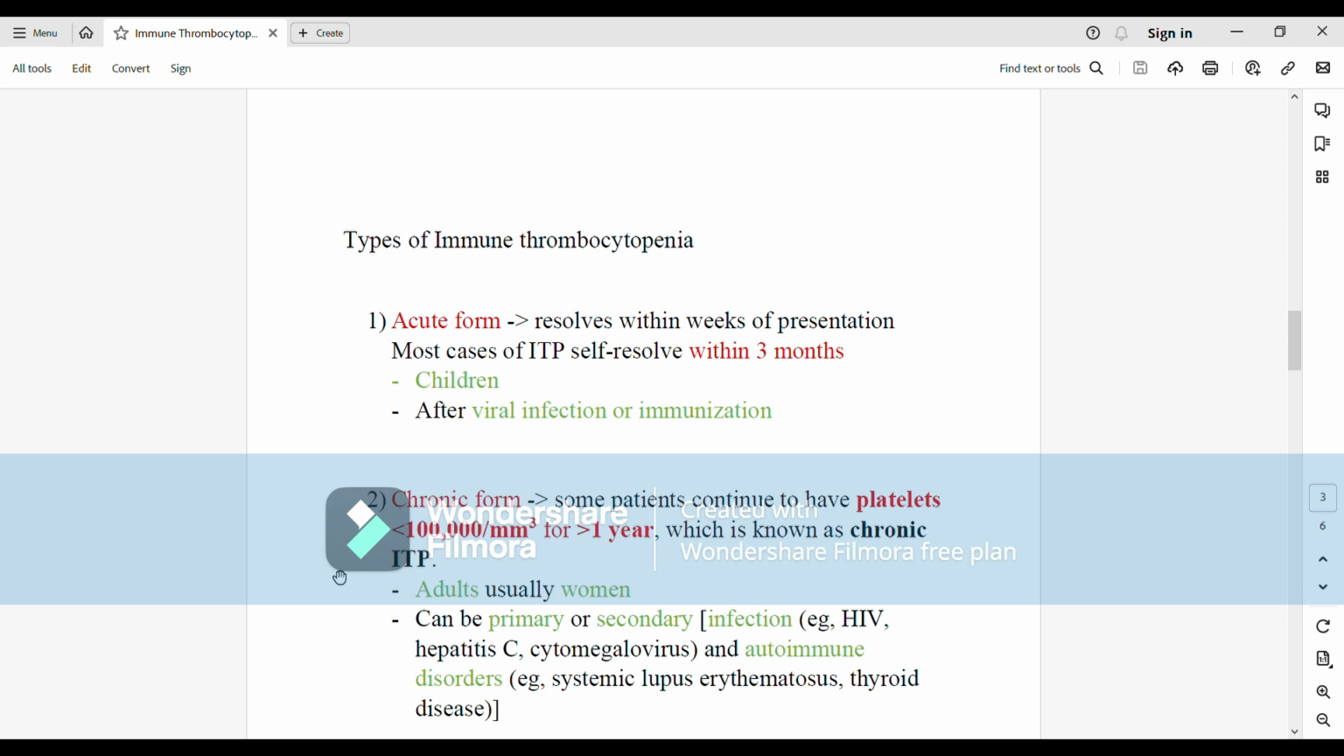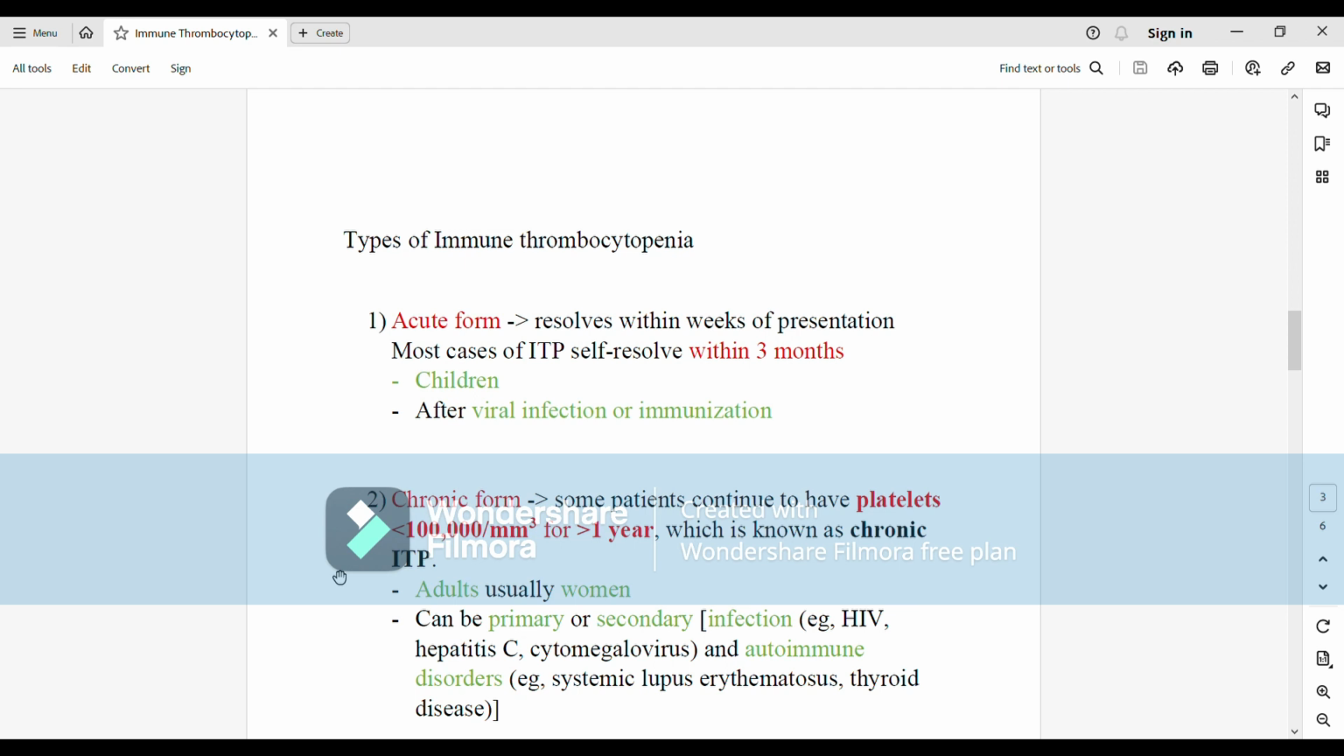So what can be the other infections? If the patient is already having HIV or hepatitis C or CMV infection, they can concurrently develop immune thrombocytopenic purpura. Or if they were already having lupus or any thyroid disease, they can also develop concurrent immune thrombocytopenic purpura, and that will be the chronic form of the disease.